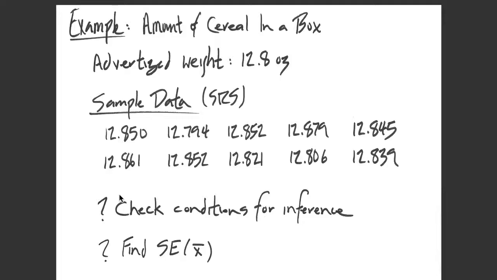So, of course, the data do come from an SRS that's given to us. The second condition for inference is that the data come from a normal distribution. Is that the case here? Well, I made a little stem plot of the data.